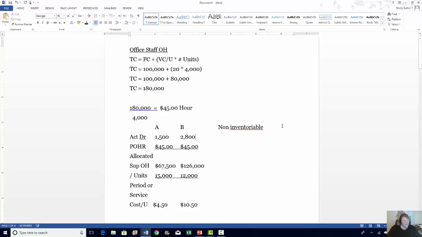Okay, so the direct materials, direct labor, and manufacturing overhead go to work in process. And those are inventoriable.